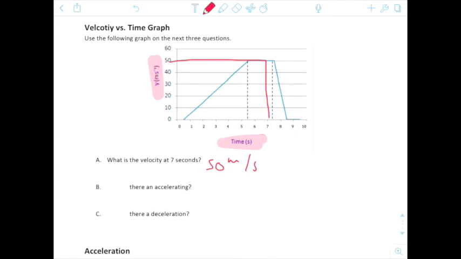Where are they accelerating? Where's there an acceleration? Anytime there's an acceleration, we have a slope on this line. So here we have a slope. From right around a half a second all the way to 5.5 seconds we're accelerating. Deceleration, so C, would be when the slope is negative, going down in this direction. So a very short time, about 7.5 seconds to about 8.5 seconds.